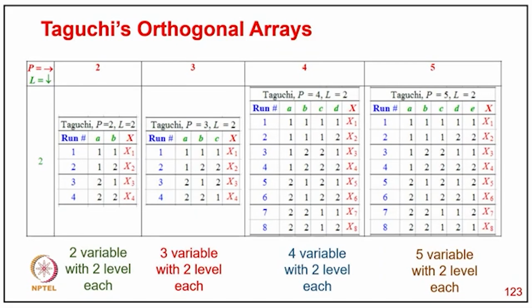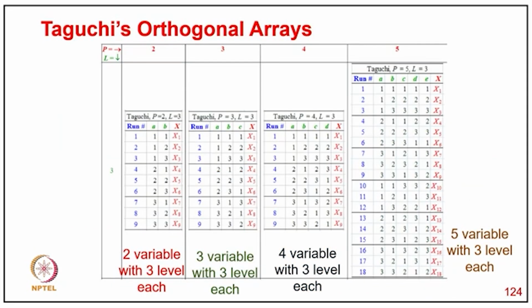This is a typical table with 2 variables and 2 levels, where you have p equal to 2 and L equal to 2. For p equal to 2, 3, 4, 5, it is shown here with L equal to 2: 2 variables with 2 levels, 3 variables with 2 levels, 4 variables with 2 levels, and 5 variables with 2 levels each. So you can just see how the Taguchi array is formulated, the kind of array that forms from this, and similarly for 2 variables with 3 levels.